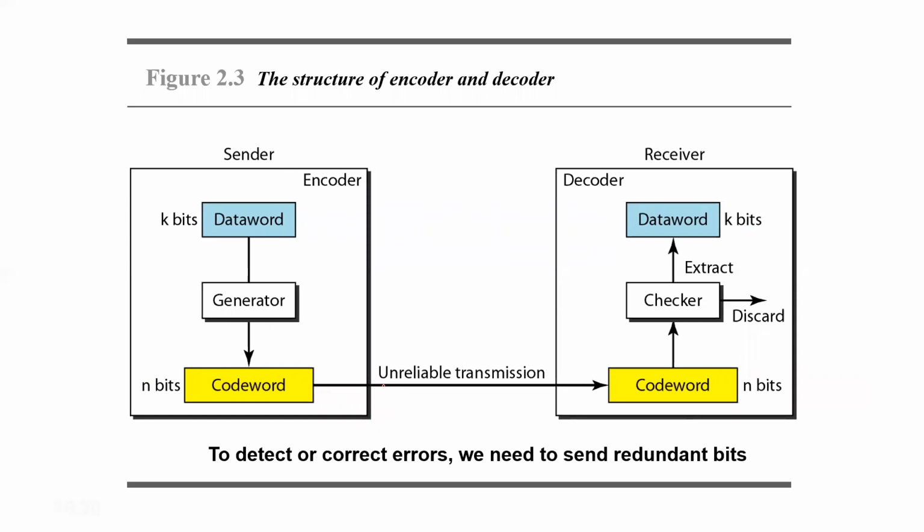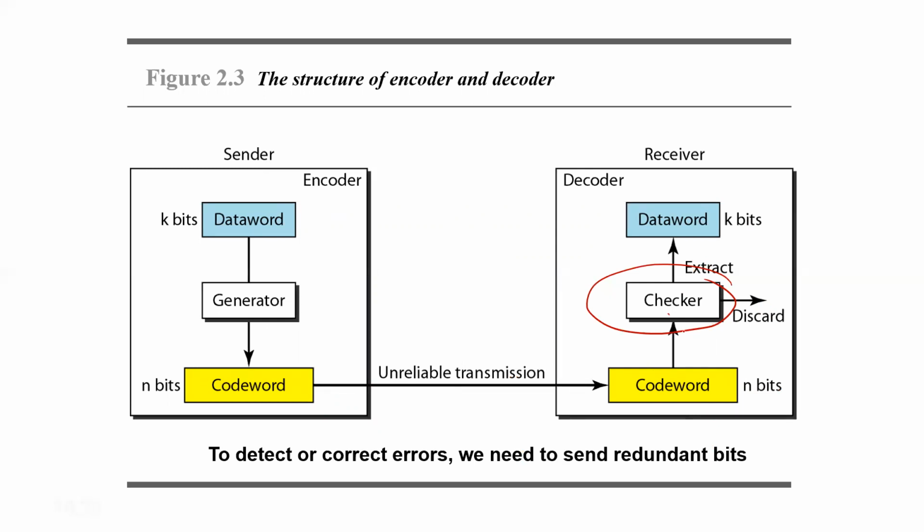And now there is an unreliable transmission. So this code word of n bits is received, and there have been some errors. In that case, the receiver will have something known as a checker. The checker will discard the code word that has been added and extract the data word, which is k bits. So to detect or correct the errors, we need to send some kind of redundant bits.